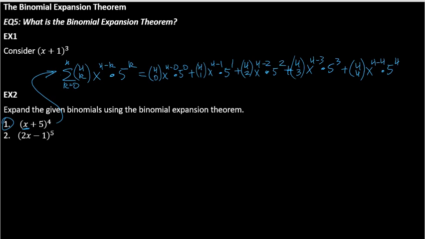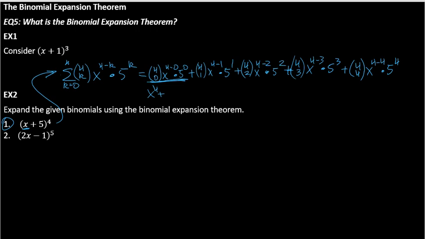Right, so 4 choose 0. Okay, we remember from the last example, right? When we have something choose 0, our answer is always going to be 1. So for this term, my coefficient is 1 times x to the 4th times 5 to the 0, which is also 1. So that's just going to be x to the 4th for our first term.